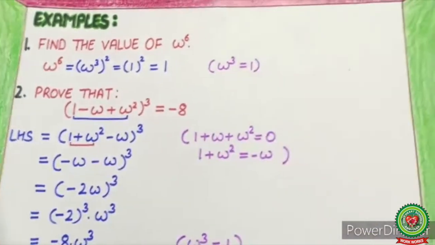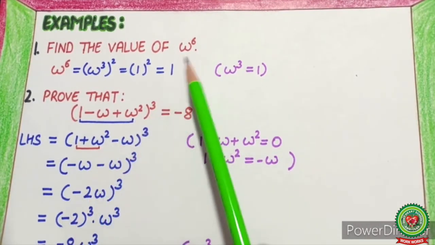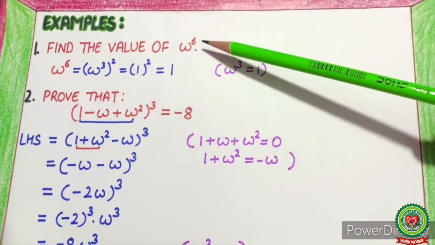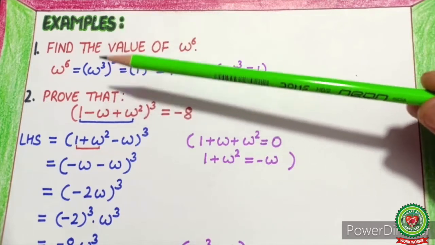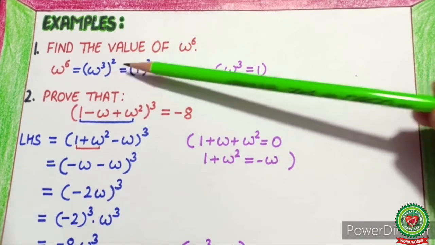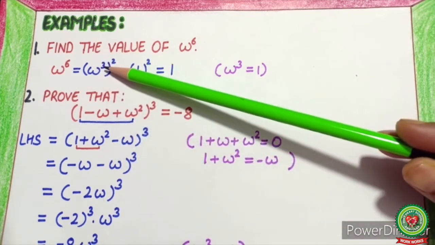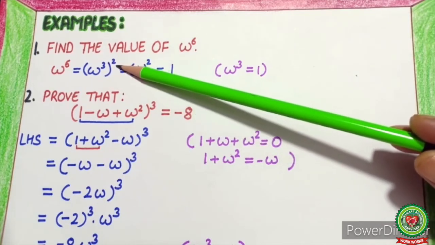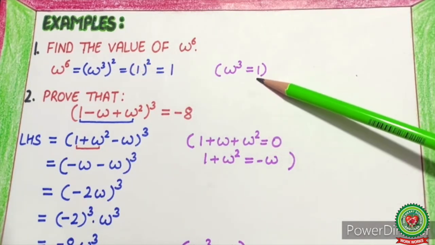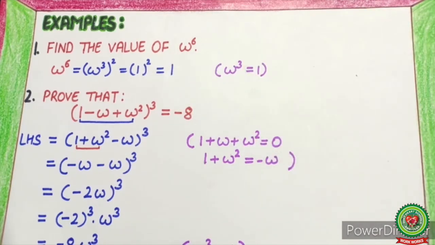For example, our first question is: find the value of omega raised to power 6. So according to this, first of all, we are going to break that power in the form of a cube, because we know that omega raised to power 3 is 1. Here 3 twos are 6, so (omega cube) whole raised to power 2. Filling the value of omega cube, here 1 square is equal to 1. This way we are going to solve the higher powers of omega.